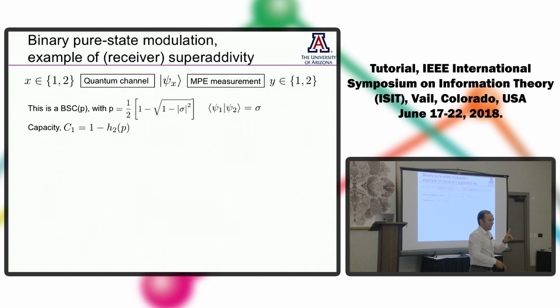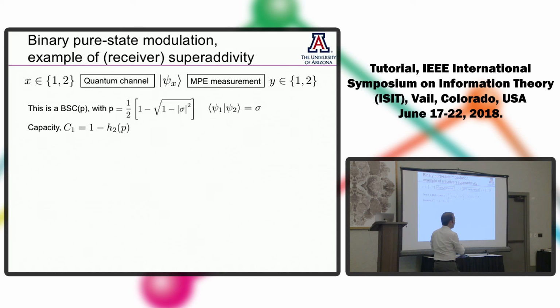At the output of the channel, you get one of 2 quantum states, pure states, psi 1 or psi 2. And let's say that psi 1 and psi 2 have an inner product of sigma. Okay? So what's the most obvious thing you would think of doing? You would probably want to choose a measurement that minimizes the error probability between psi 1 and psi 2 at your receiver, right? And we just saw what that measurement will do.